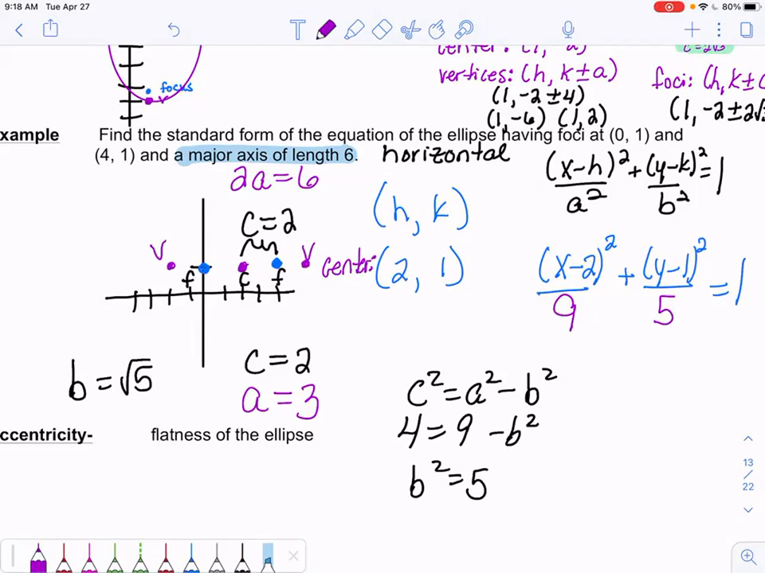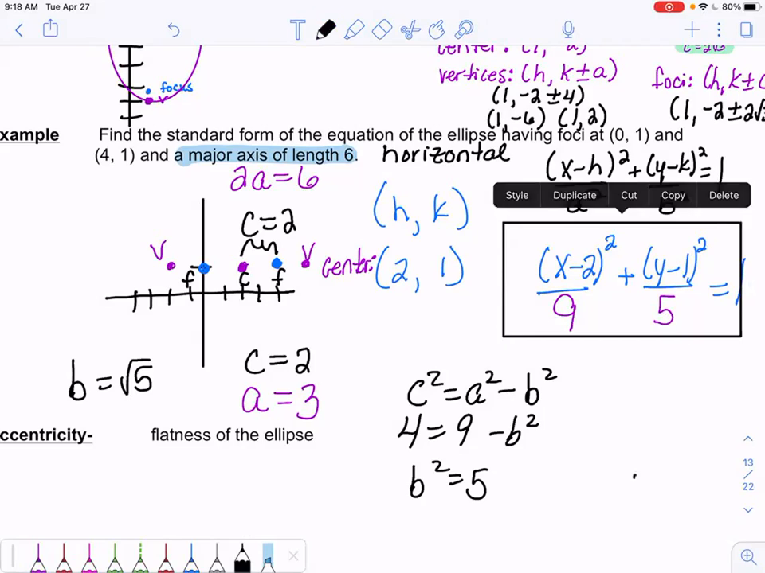So now we have our standard equation by finding the C using the focus, finding A using the major axis. Half of the major axis is A. And then using that formula, C squared equals A squared minus B squared, I solve for B squared because that's the number that goes underneath Y. Then we have our standard form of our equation. Any questions?